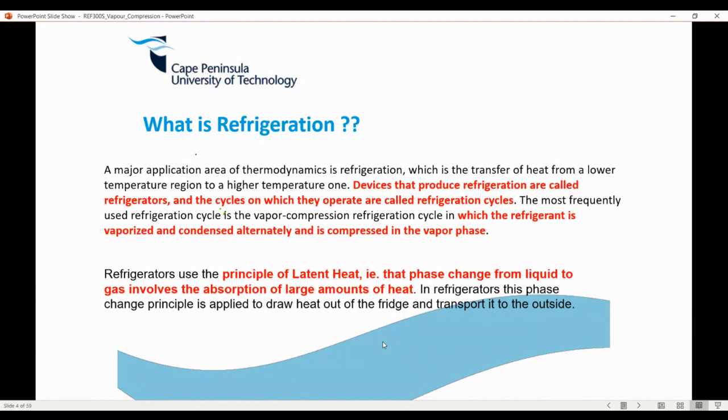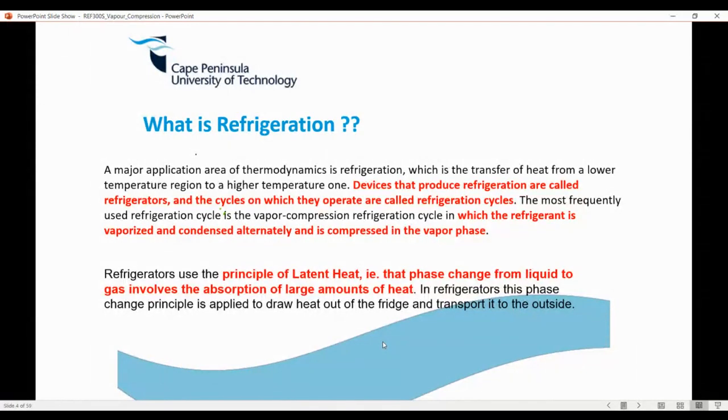So the most frequently used refrigeration cycle is the vapor compression refrigeration cycle, in which the refrigerant is vaporized and condensed and alternately is compressed in the vapor phase. So we'll unpack the most important cycle there. Also, it uses the principle of latent heat, which basically at phase change from liquid to gas results in a large absorption of heat. Furthermore, in refrigerators, the phase change is fine, right? So we'll talk about that.